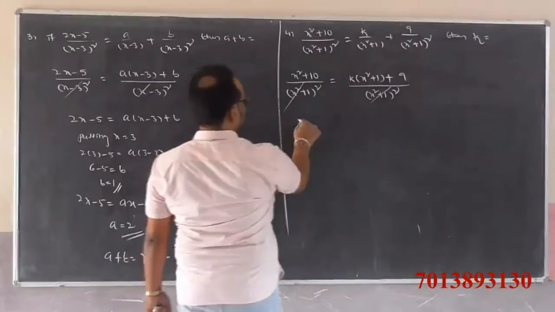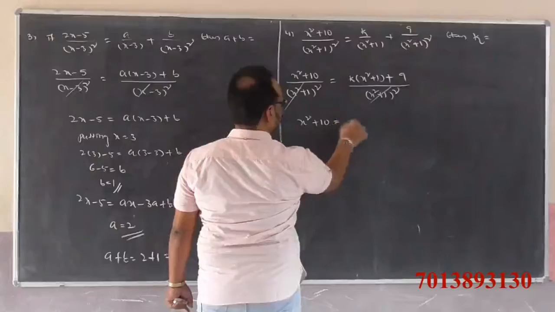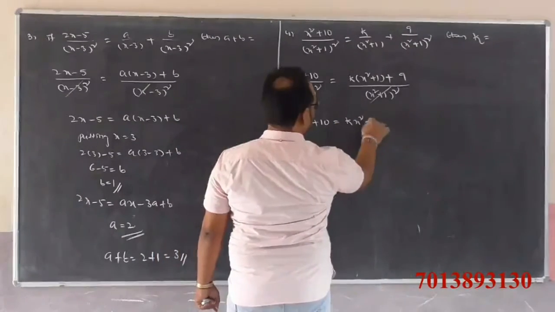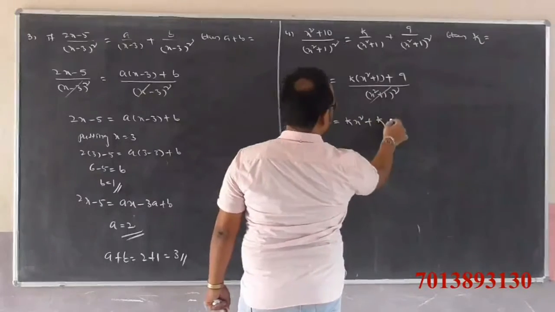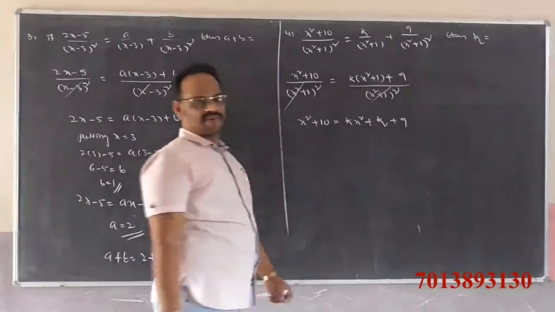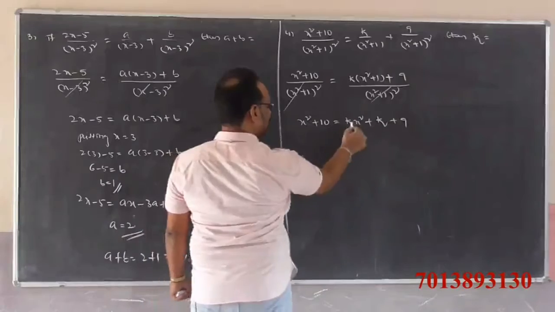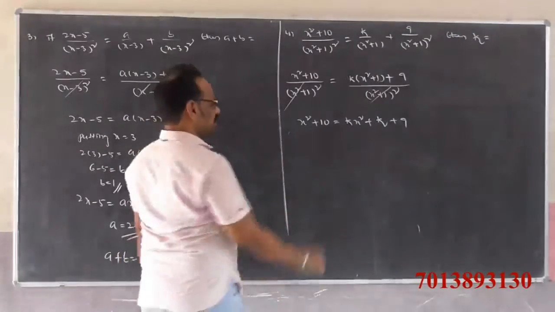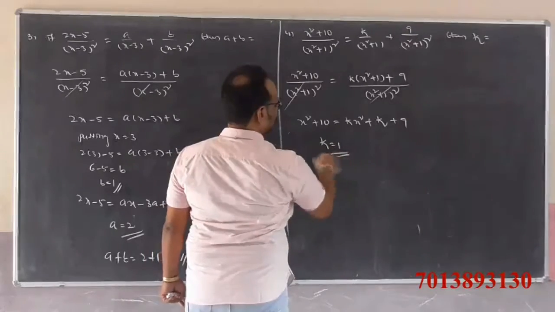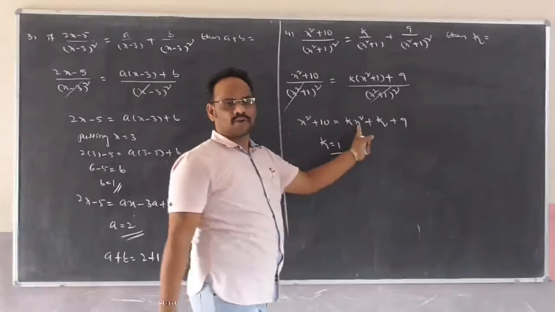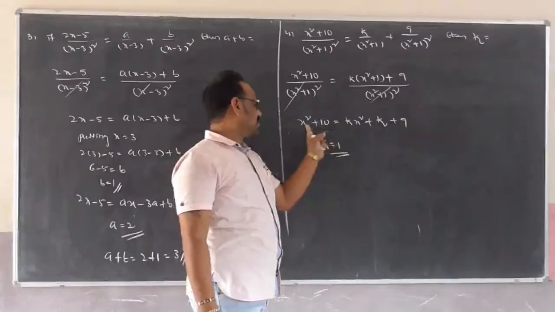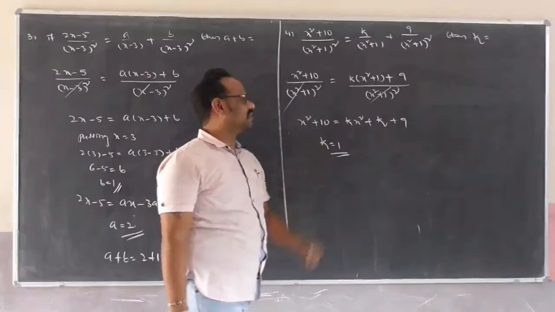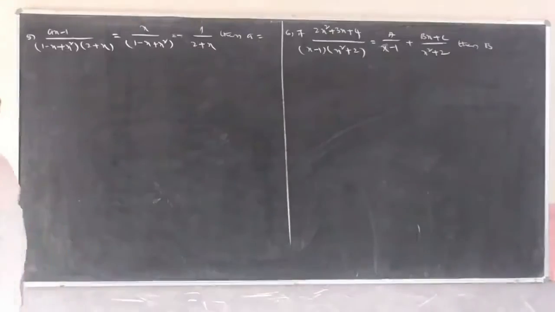Compare the numerators: x square plus 10 is equal to k into x square, that is kx square plus k, plus 9. What is the coefficient of x square here? k. What is the coefficient of x square here? 1. So clearly k is equal to 1 is the answer. That is the value of k.